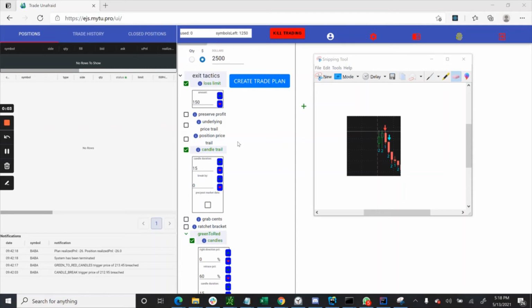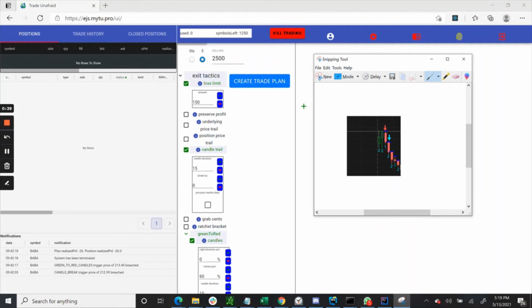Lastly, Trade Unafraid also allows you to automate your exits. And I'm just going to run through the most simple Strat ways to do this. As you can see, we offer a ton of different exits. So a loss limit is your simple stop loss. So we have a $150 stop on the trade. You can also, let's say, add a candle trail, and this is going to be a live trigger that's placed at the top of the candle, right? So when you enter on this 2, the stop will be placed here. And then when this candle finishes, the stop here, right? And so on as each candle progresses.